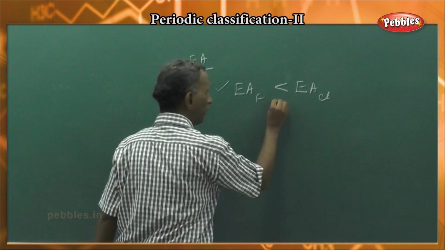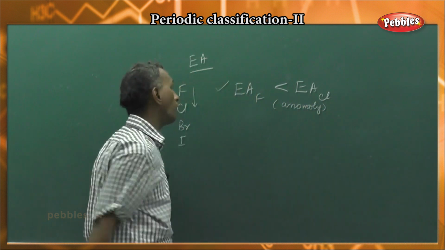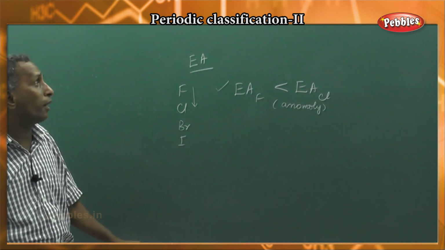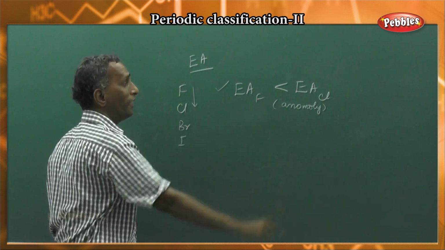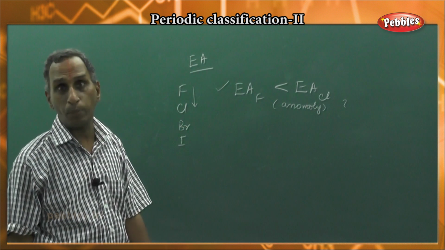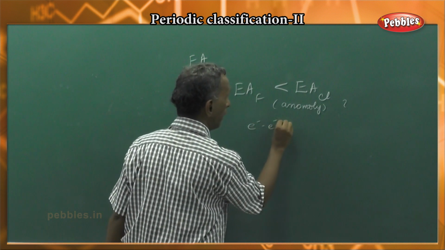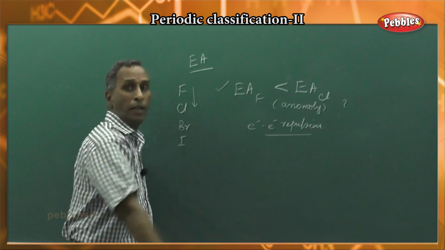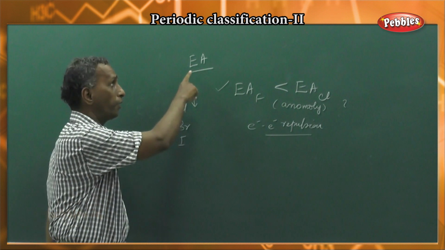This is called an anomaly. When there is such an anomaly, they will ask for the reason. So the general expected trend along a group is decrease. But for these two elements, the trend is not decrease. That is, electron affinity of fluorine is less than that of chlorine. Why? It has to be explained in terms of electron repulsion. The main answer is electron repulsion. We will illustrate with an example.